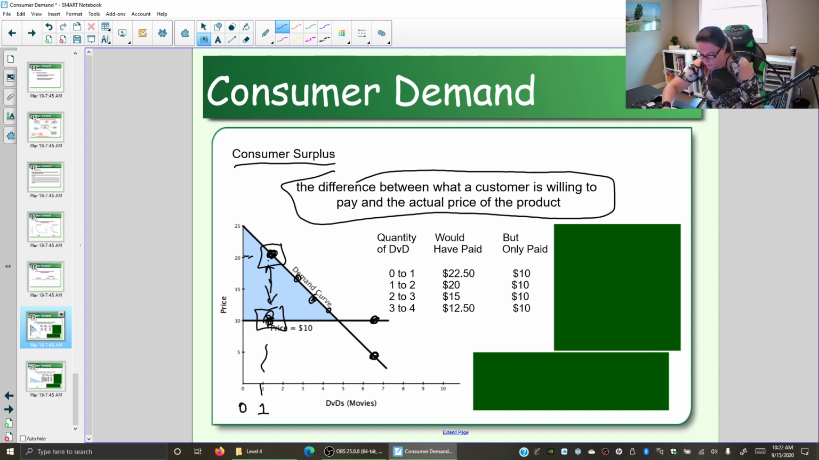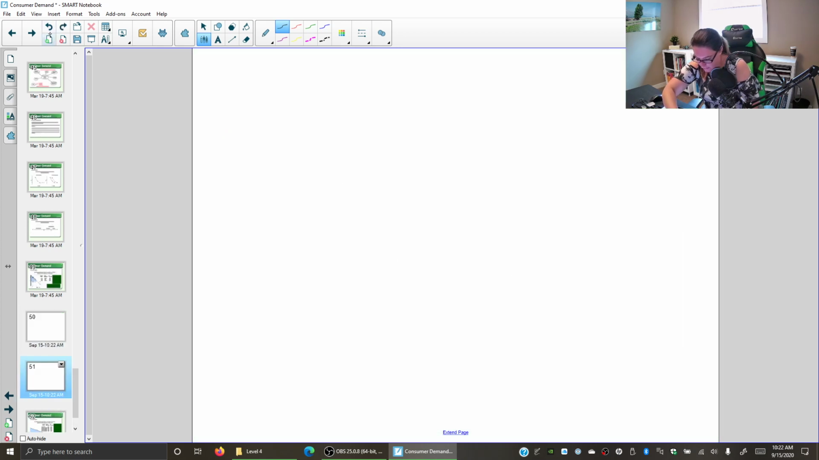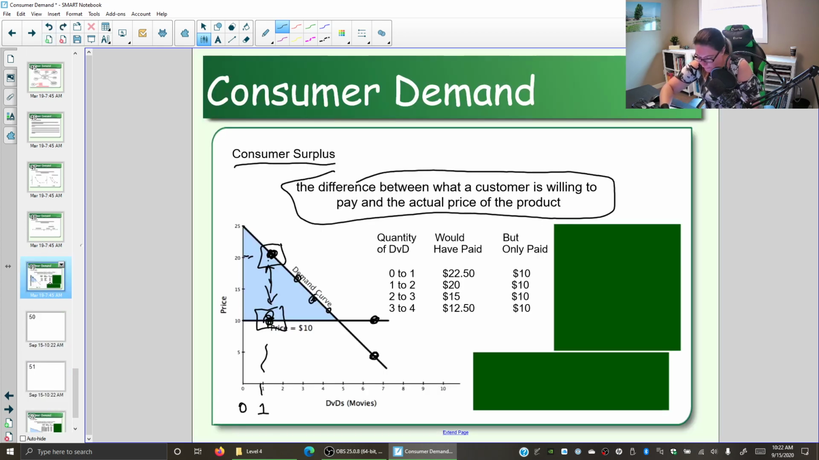I'm going to clear this off a bit because I don't have these lined up properly. But let's draw our line here. So according to our graph, when we get that first movie, it's worth $22.50 to us. But if the price at Best Buy is $10, then there's quite a deal to be had because we were willing to pay $22.50, but the price is only $10.